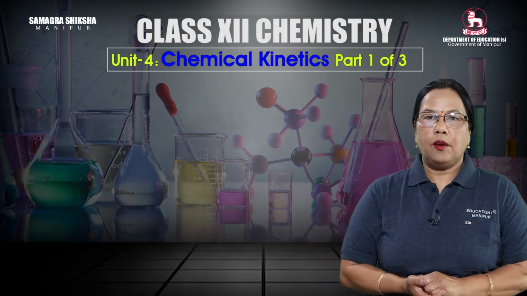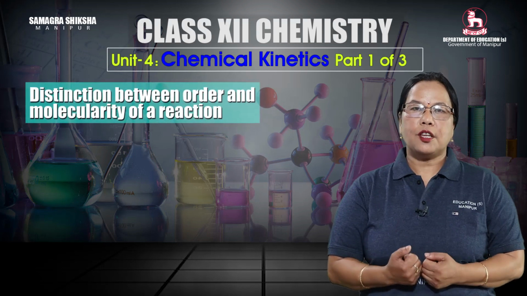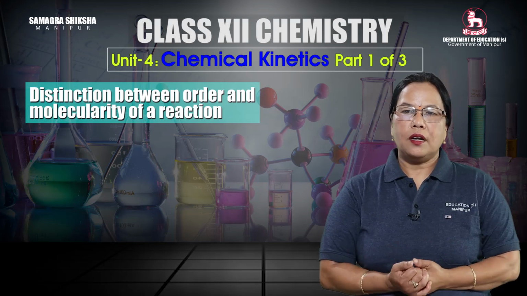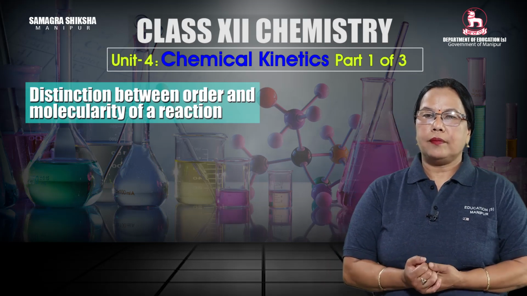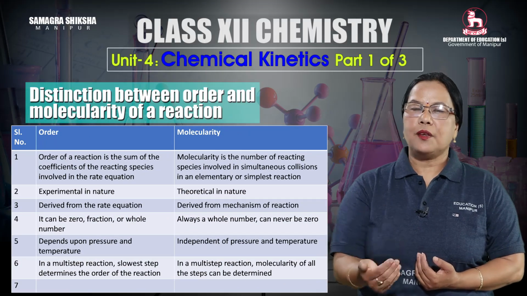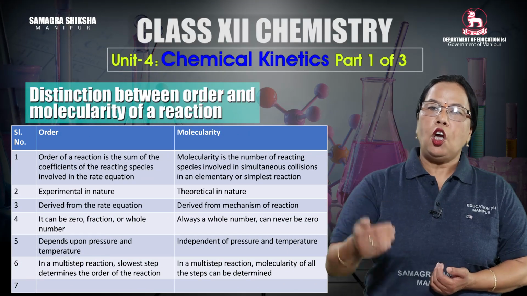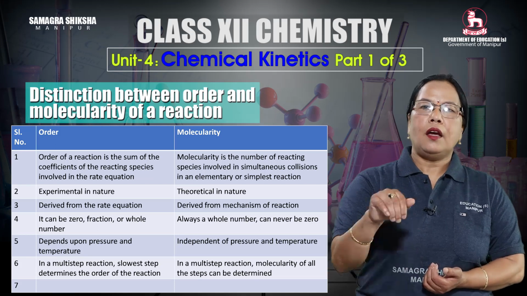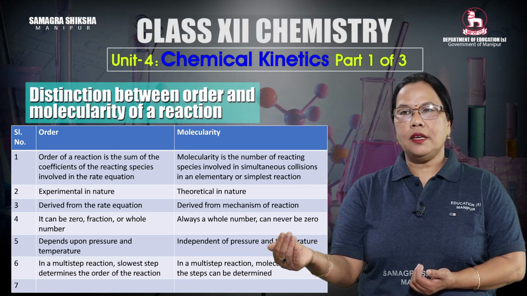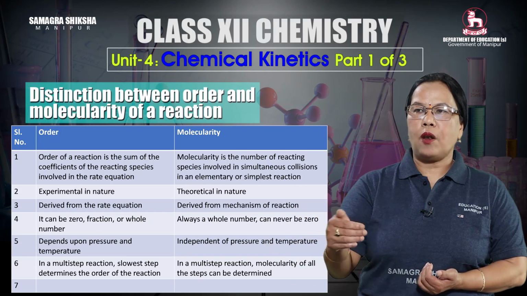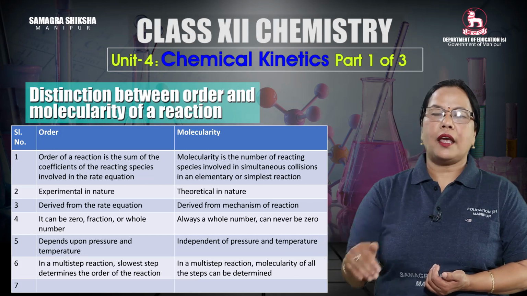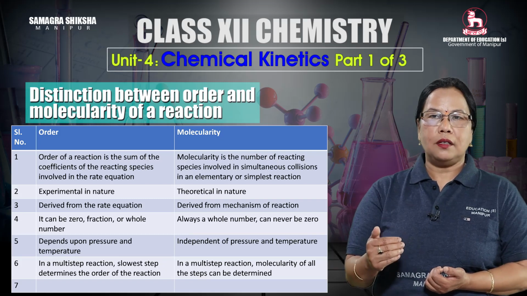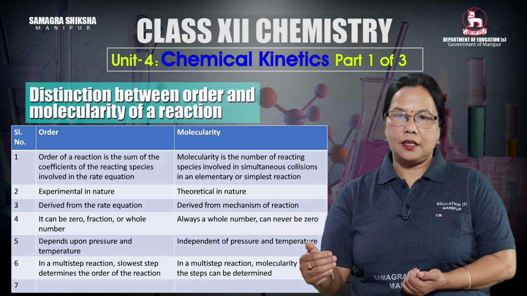Now let's have a look at the distinction between order and molecularity of a reaction. The first point is the definition. Order of reaction is the sum of the coefficients of the reacting species involved in the rate equation, whereas molecularity is the number of the reacting species involved in simultaneous collisions in an elementary or simplest reaction. And order is experimental in nature, whereas molecularity is theoretical in nature.